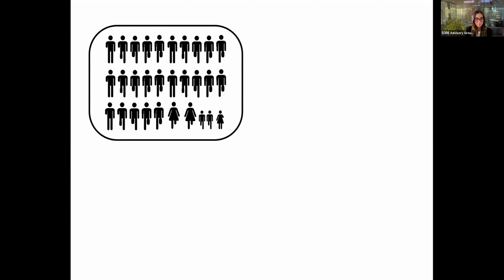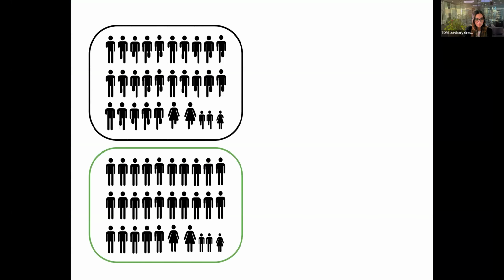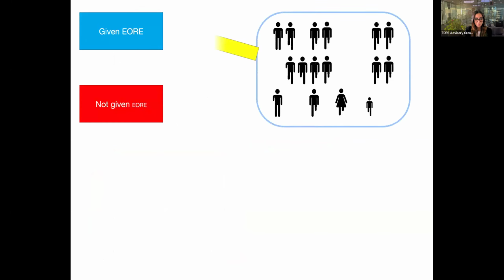Right, remember we've got our cases and we've got our controls. And as part of our CAP survey, we were asking them this one quick key question. Have you received risk education? Or did you receive risk education before you had your accident? And remember, we're going to get these answers. They were given risk education or they weren't given risk education.